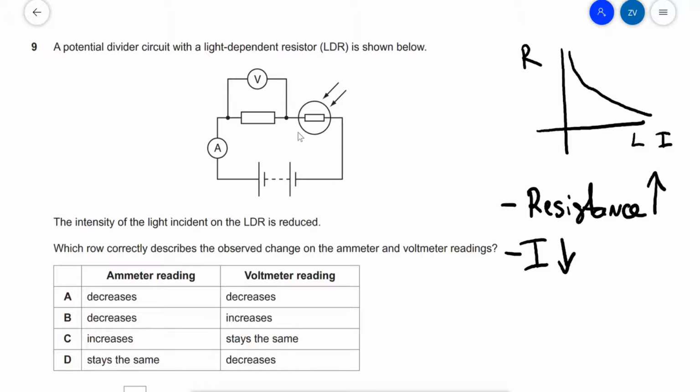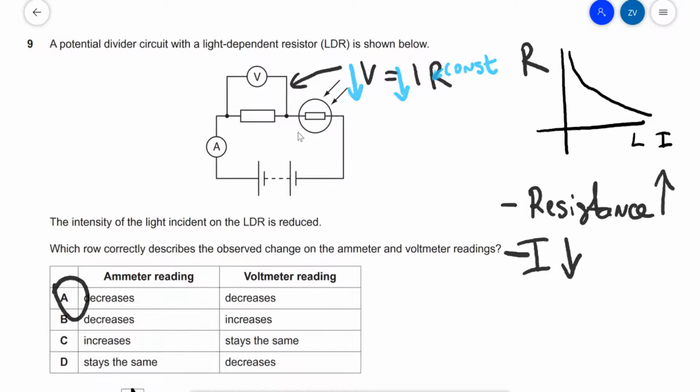Remember, this is a fixed resistor over here, and we know that V is equal to IR. We know that the current is decreasing, so the current is going down. R is a constant, because this is a fixed resistor, this doesn't change, which means that the potential difference has got to go down as well, because they are directly proportional according to Ohm's law, which means that the correct answer has got to be A.